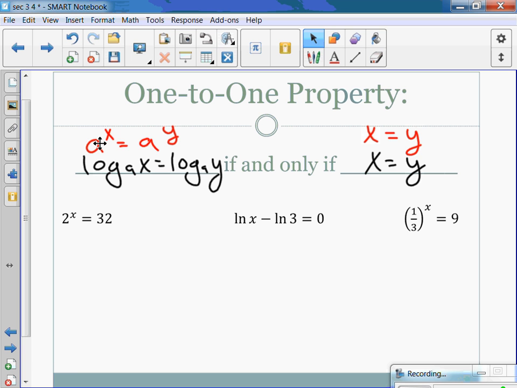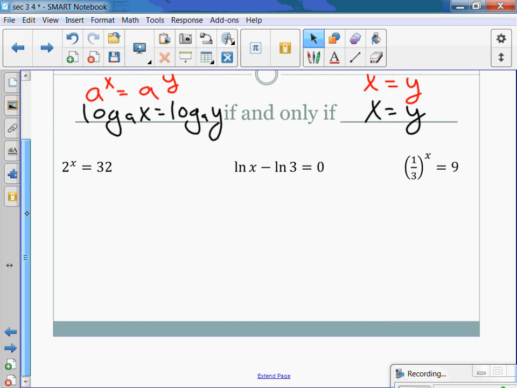So here I have 2 to the x equals 32. Can I use my one-to-one property as it is right now? No. What do I need to do? Make the bases the same. So I want to turn that 32 into 2 to something.